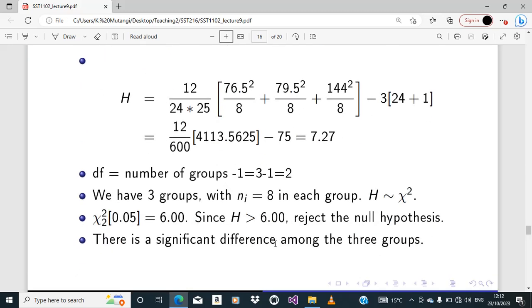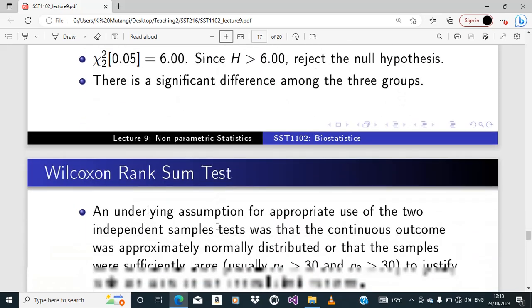Finally, we'll be able to make our conclusions based on the decision here. Of course, chi-squared with 2 degrees of freedom, that's 6, and 7.27 is actually greater than that, which means we reject the null hypothesis. And the conclusion is that there is a significant difference among the 3 groups.